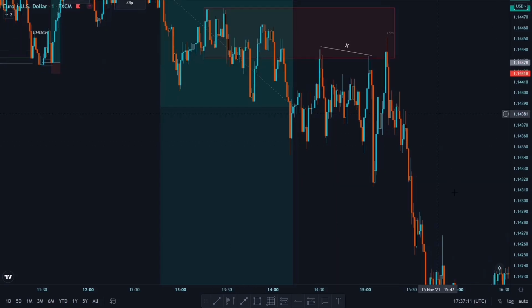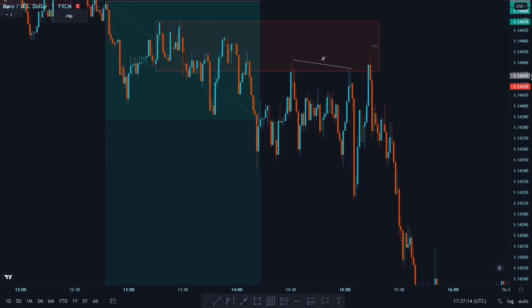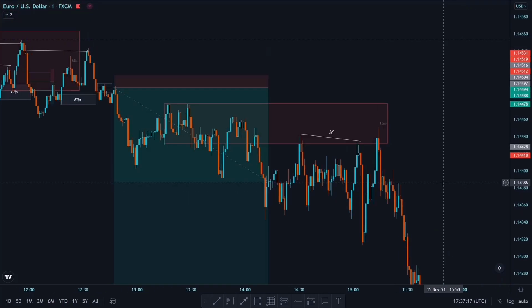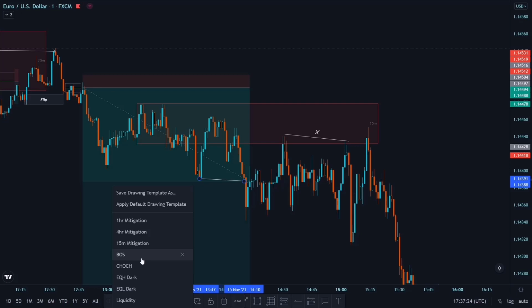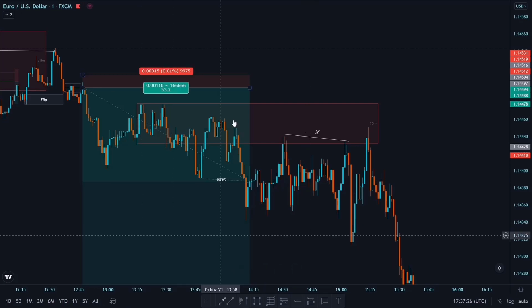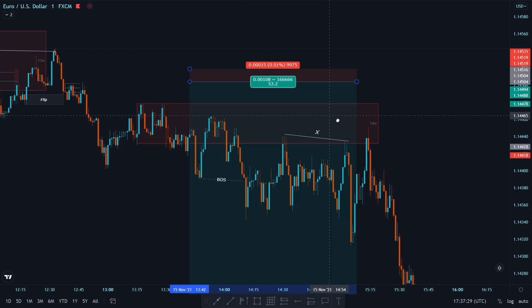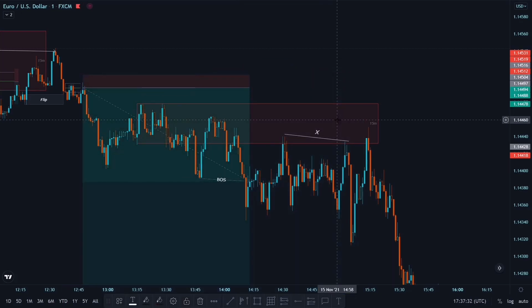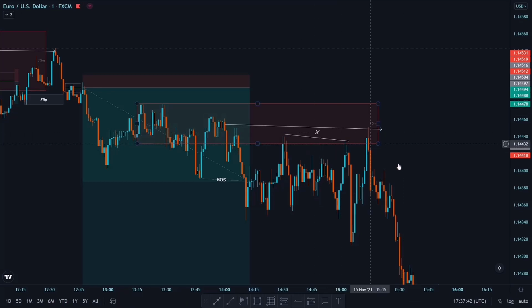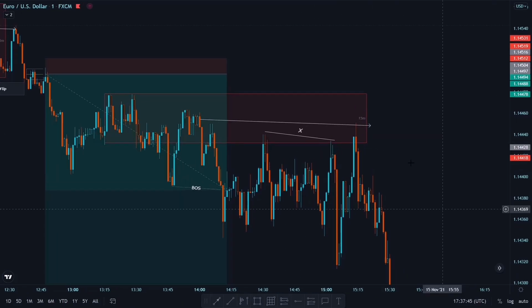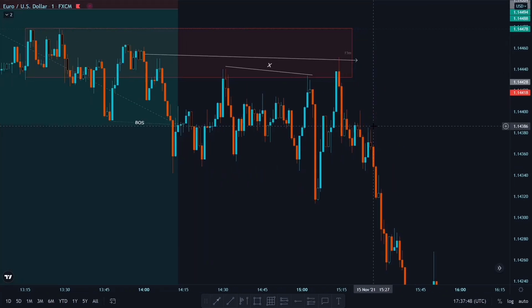What happened is we break structure to the downside here. We get a mitigation here. We get a mitigation here. We swept all of this liquidity, and we get a change in character to the downside.